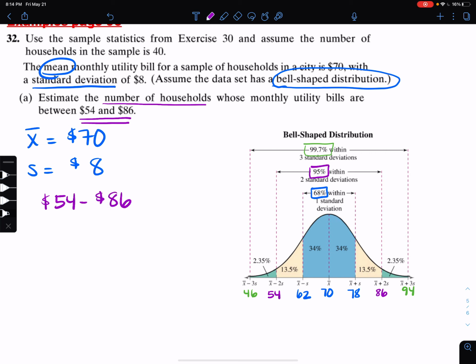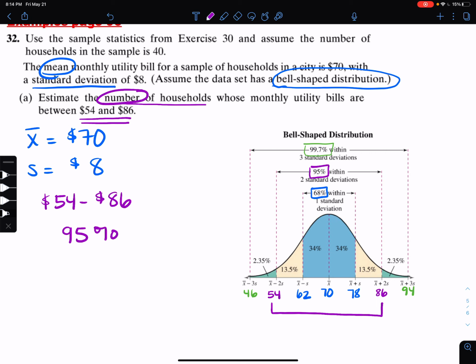All right, so if we look at our distribution, 54 to 86 right here, that's 2 standard deviations away from the mean. And the empirical rule tells me that will hold 95% of the data. Now, sometimes you'll be asked for the percentage, in which case you would be finished. This one's a little bit different.